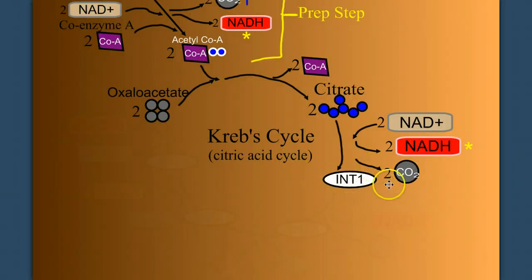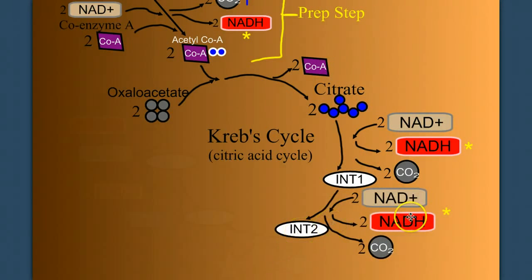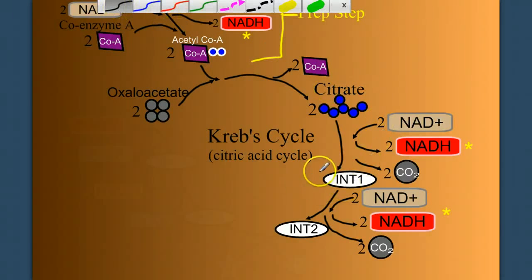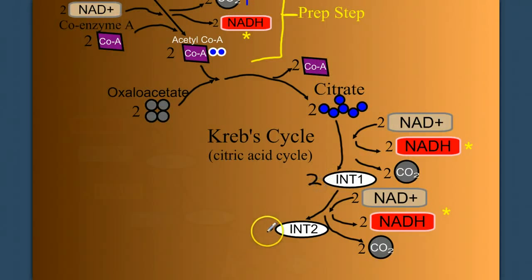I'm not going to require you to learn the name of this intermediate, and I'll show you why in just a moment. But that intermediate is then converted into a second intermediate, and we have the same process. We reduce 2 more NAD+ to make 2 more NADH, and we kick out 2 more carbon dioxides. Now, we need to double the numbers here for our intermediates because we have 2 of everything, so I'm going to grab a pen. I should have a 2 in front of that and a 2 in front of this.